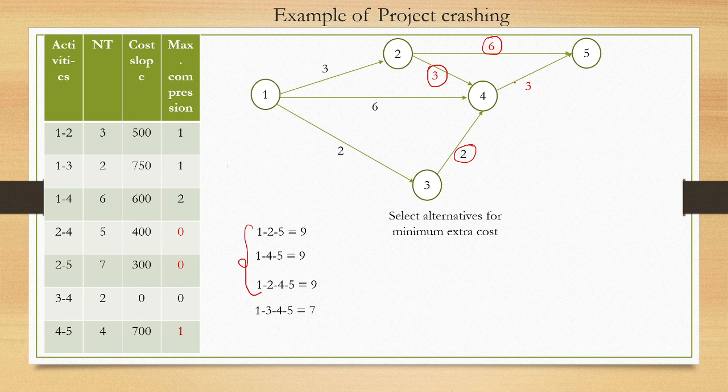we can reduce this one by 1 day, and we can reduce this one by 1 day. So this is one alternative, right? So reducing 1 to 2 and 1 to 4 by 1 day each, right? And what will be the extra cost? So again look at the cost slope. So 1 to 2 is 500, and 1 to 4 is 600. So this is 1100. Is there any other options?